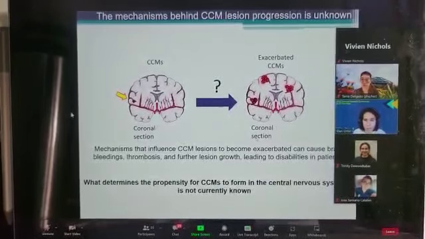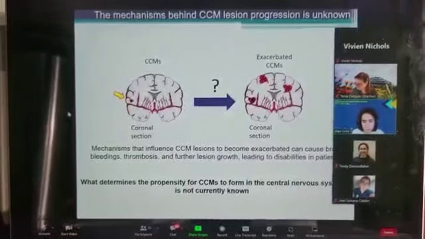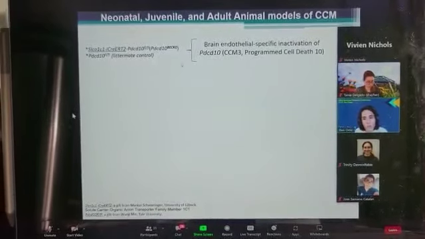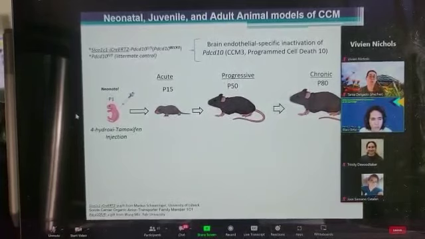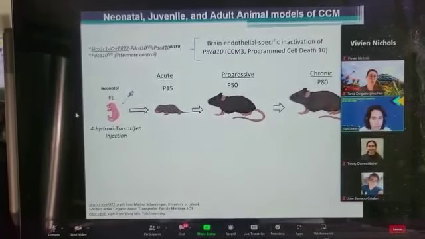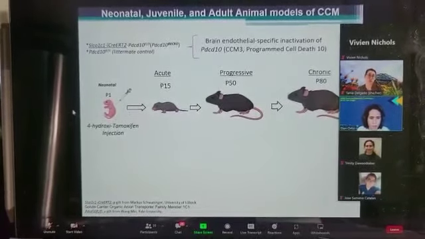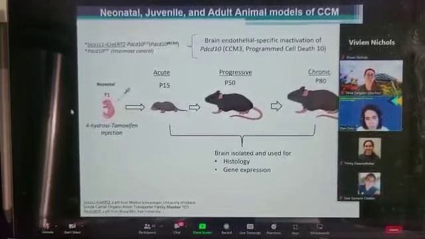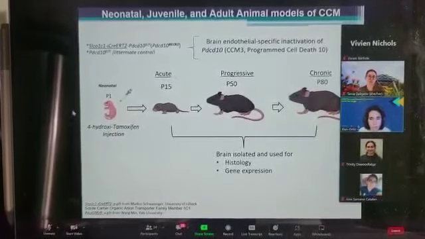What we're studying in the lab right now is to figure out what the propensity for CCMs to form in the central nervous system is and why it happens. And the way we do that is through the PDCD10 knockout mouse model. How that works is we inject an animal at P1 with tamoxifen, and that essentially silences the PDCD10 gene, which is the regulator that causes the mouse to have CCMs, basically. So we take the brains at P15, P50, and P80 for gene expression and histology. And those stages have been named the acute stage, progressive stage, and the chronic stage.